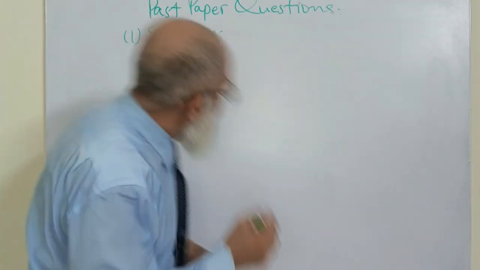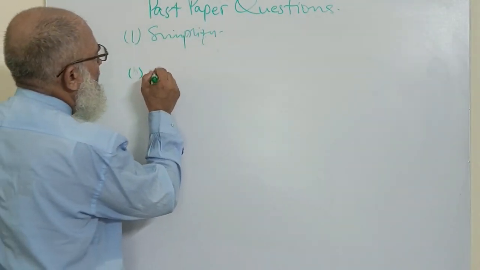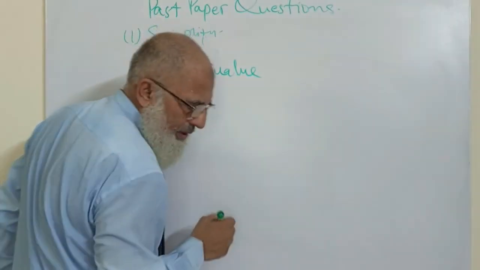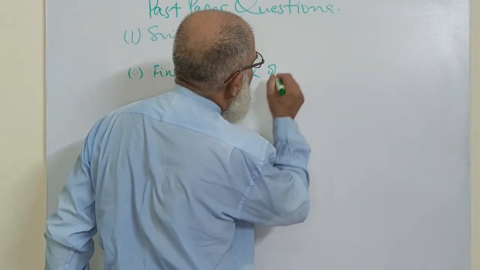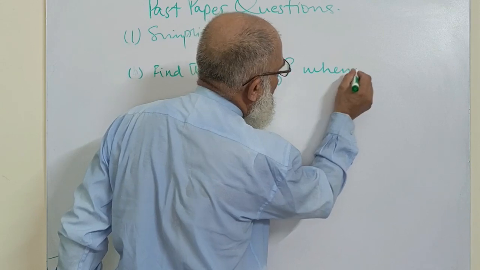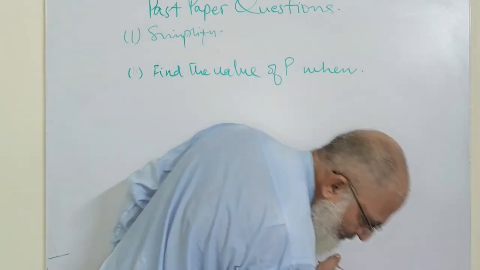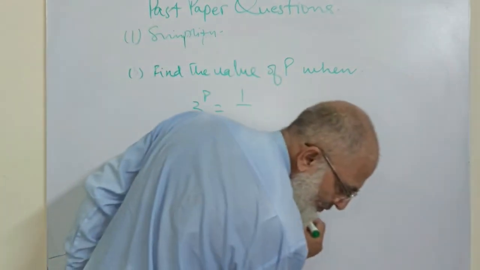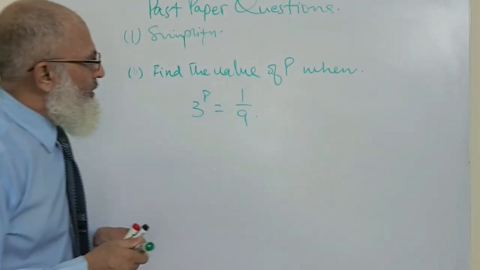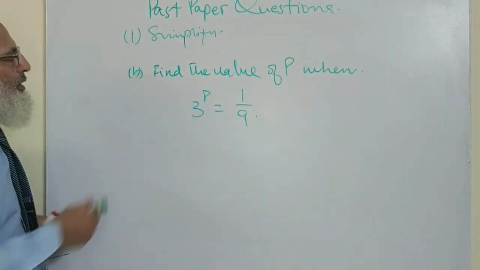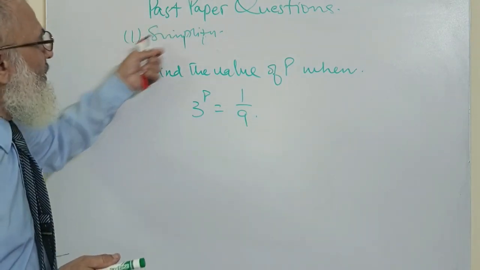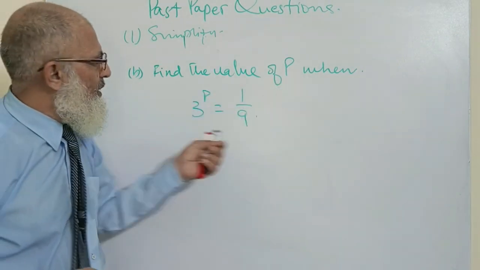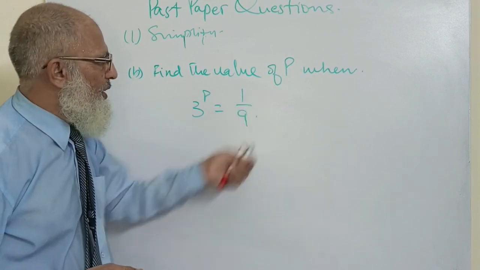Find the value of p. Part B. Find the value of p when 3p is raised to power 1 upon... Past paper question. Simplify, question number 2, part B: find the value of p when 3 to the power p is equal to 1 upon 9.